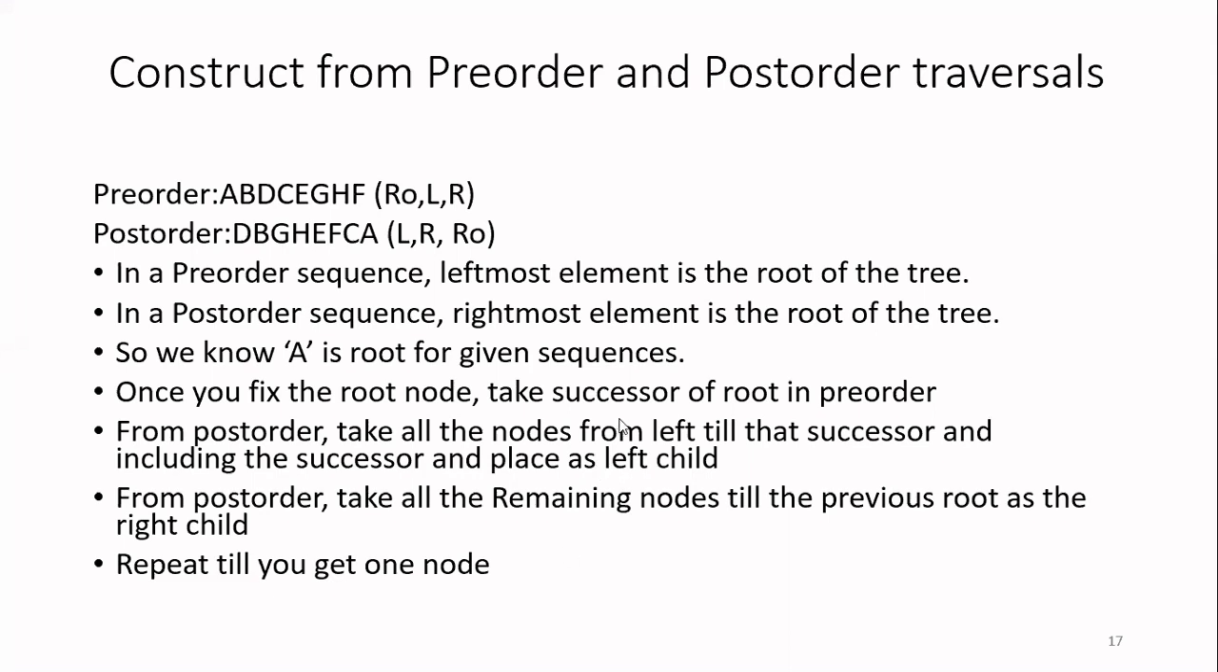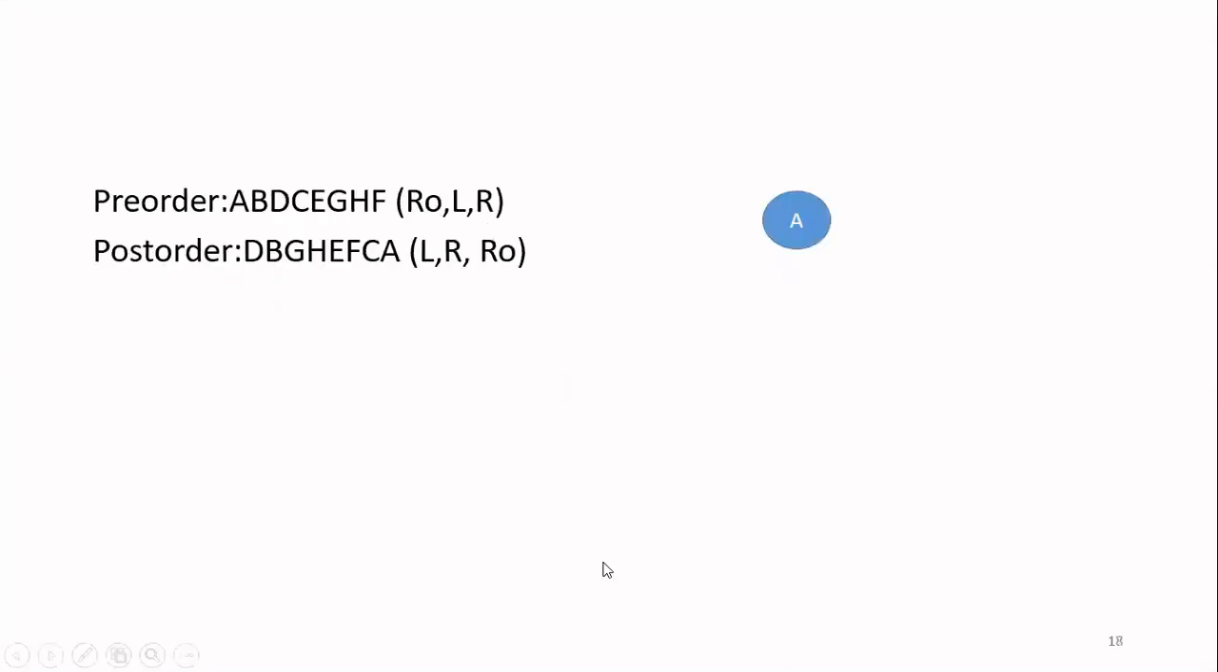Then after you take that successor from the pre-order, you go to the post-order, then take all the nodes from left till that successor, including that successor, and draw them as a left child. Then from the post-order, take all the remaining nodes till the previous root as a right child. So these are the two steps you have to follow, and repeat these steps till you get one node in every iteration. So first I am identifying the root node in this. A is the root node, because in the pre-order that comes first. So I'm drawing A as a root node.